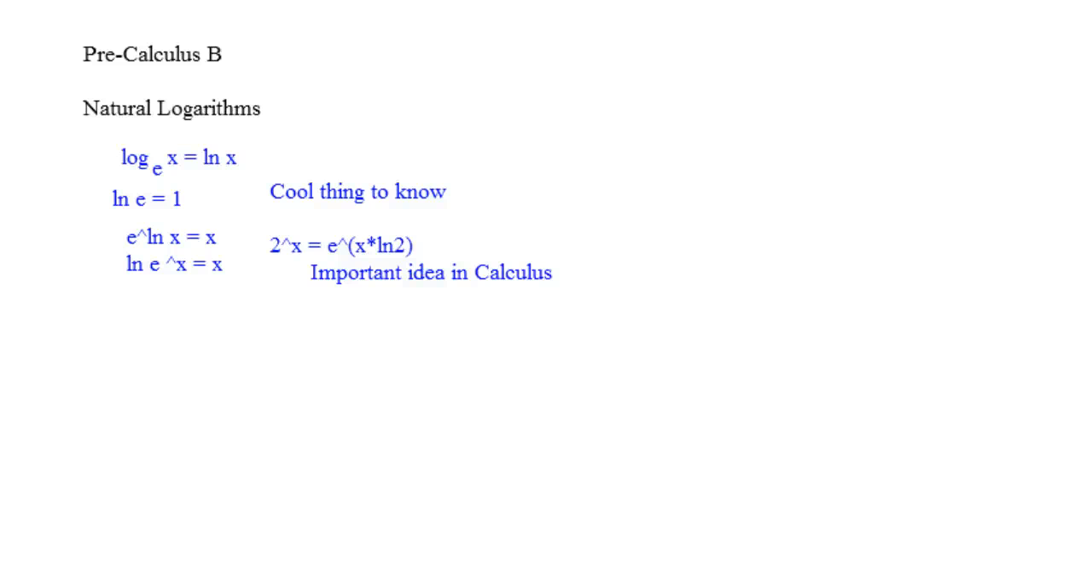Alright, today we'll be talking about natural logarithms. Now, natural logarithms are log base e of x, and that's just the natural logarithm. The natural logarithm of e is 1, e to the natural log of x is x, and the natural log of e to the x is just x.